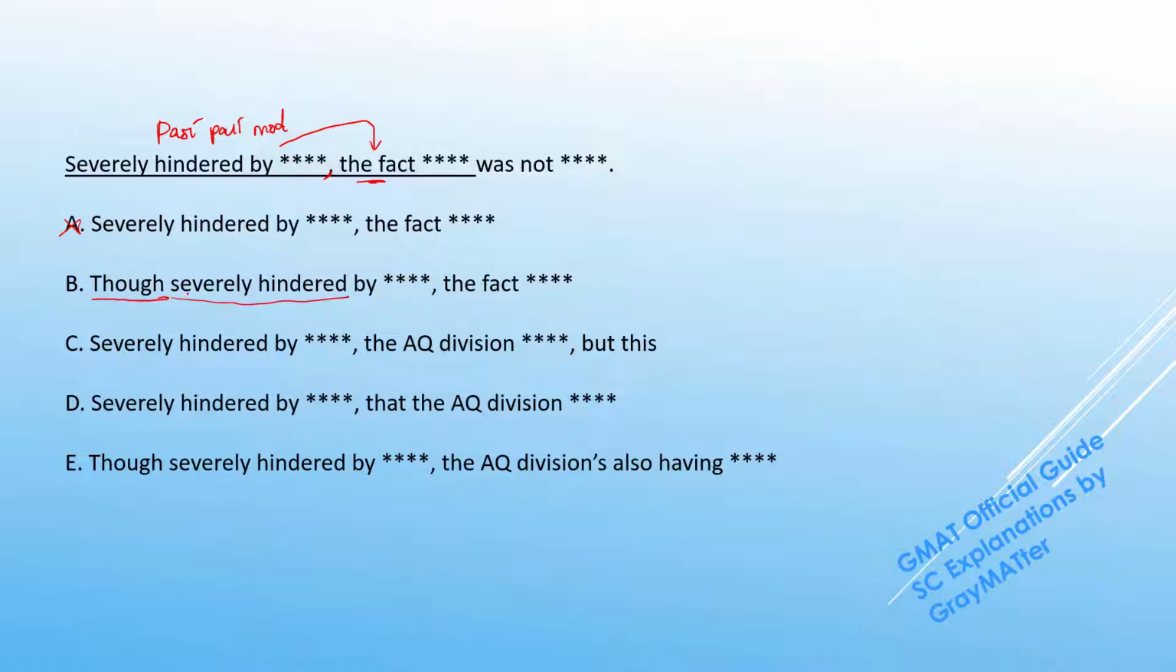Now when we look at B, the small difference is that it starts with "though," but it's still a modifier construction because this is not a clause. It still says "though severely hindered by something." So once again, we just got to check what this modifier applies to, and we see it's the fact again. B goes off.